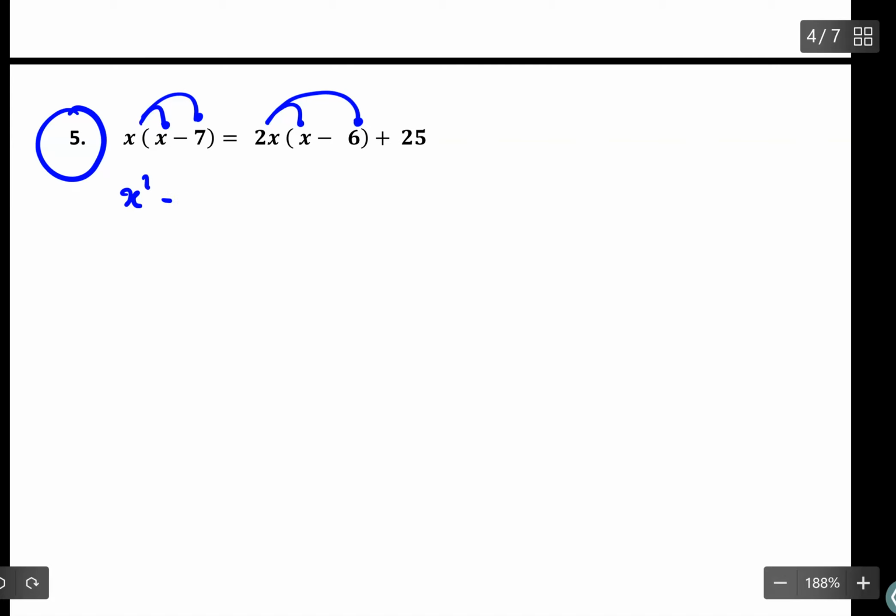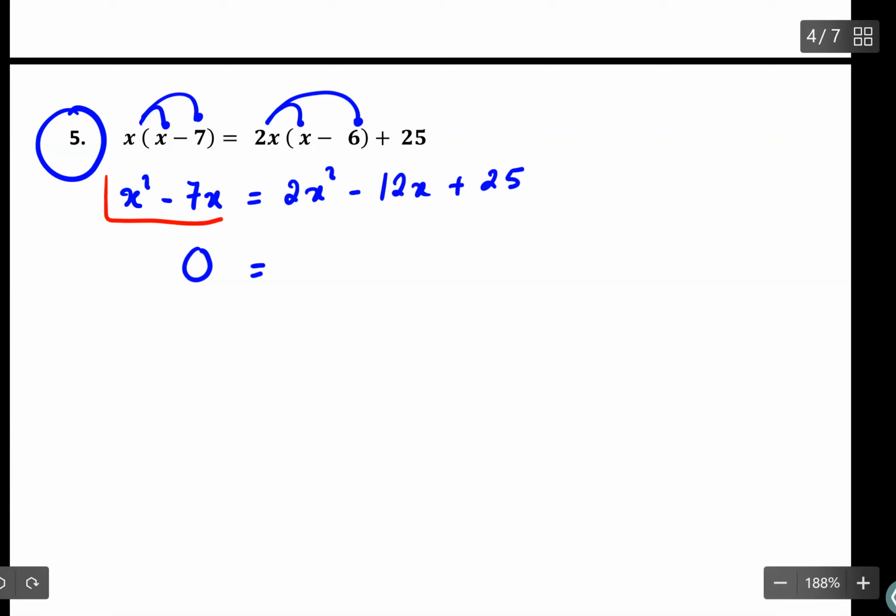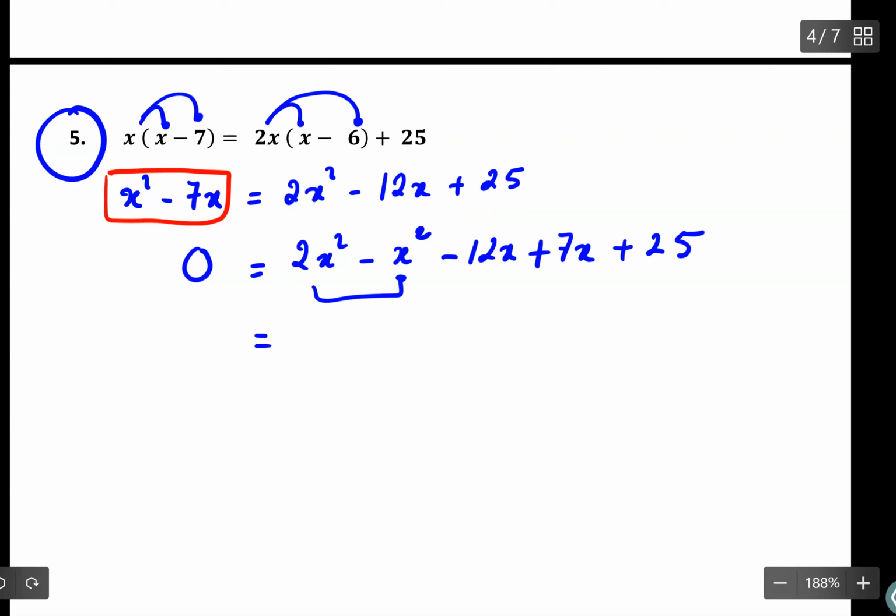I have x squared, subtract 7x, equal to 2x squared, subtract 12x plus 25. So working with quadratics, the other side has to be equal to 0. So make the left-hand side equal to 0 in this case. So I will move x squared, subtract 7x over to the other side. So 2x squared, subtract x squared, subtract 12x, plus 7x, plus 25. Collecting these two terms, I should have x squared. Collecting these two terms, I should have minus 5x, plus 25. So this side equal to 0.